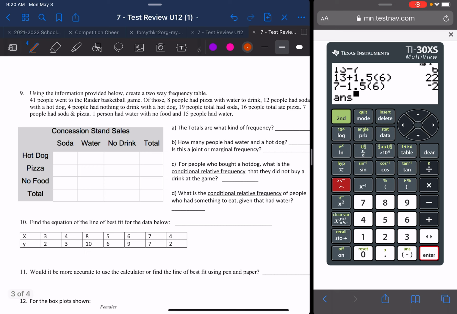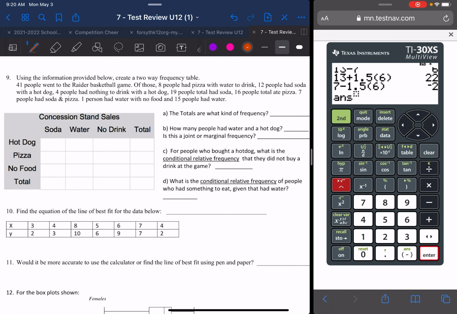Now to page 3, number 9. Using the information provided below, create a two-way frequency table. 41 people went to the Raider basketball game, so we know that there are 41 people in total. Of those people, 8 had pizza with water. 12 people had soda with a hot dog. 4 people had nothing to drink with a hot dog.